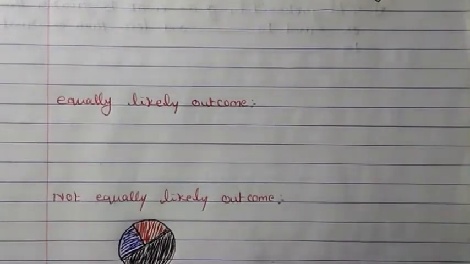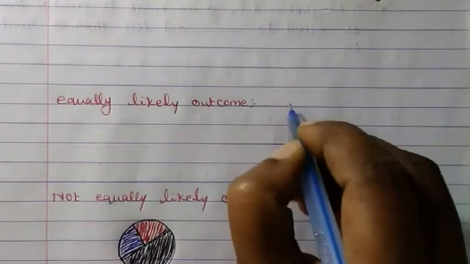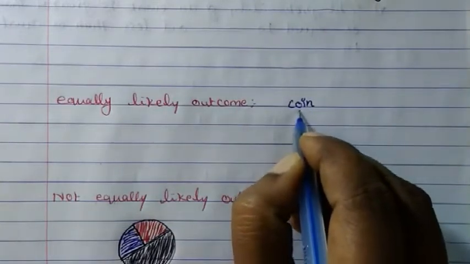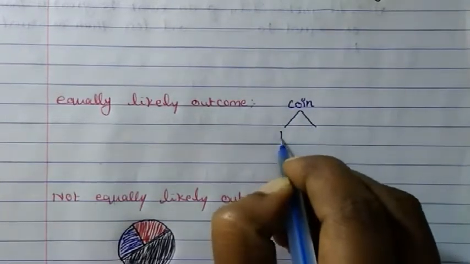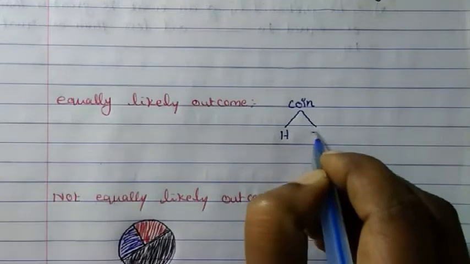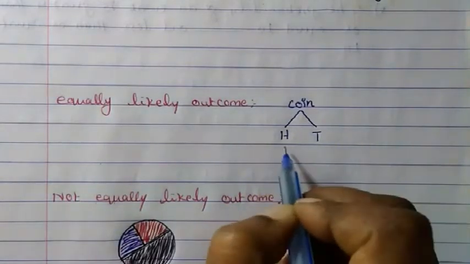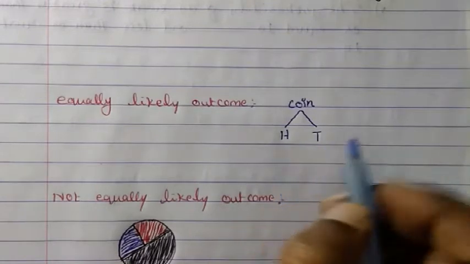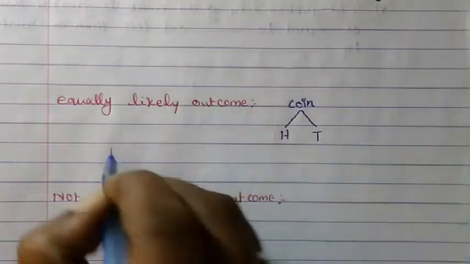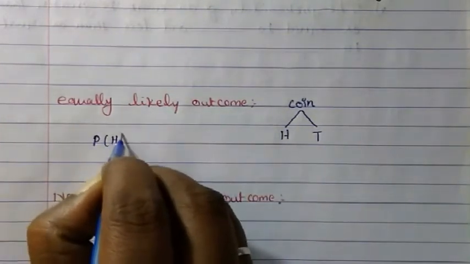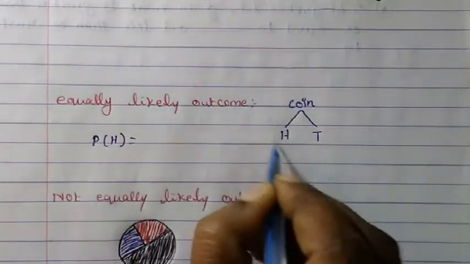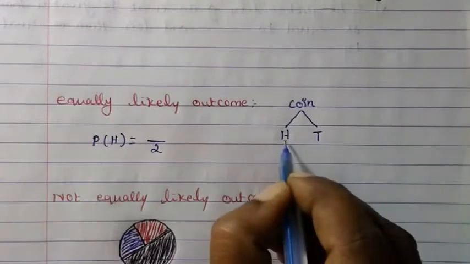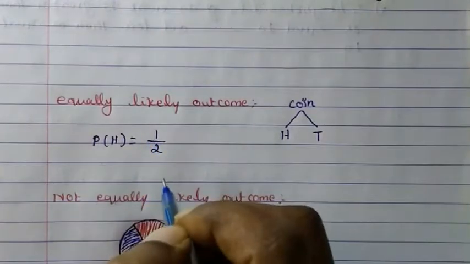Equally likely outcome means, for example, when we toss a coin, we have two options. Either head will come or tail will come. So there is a 50-50 percent chance. If you have to find the probability of head, then the total possibility is 2. In that, for head to come, there is 1 chance.